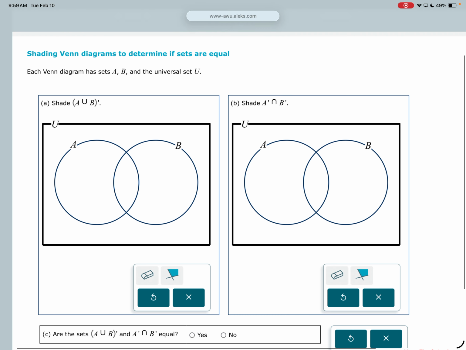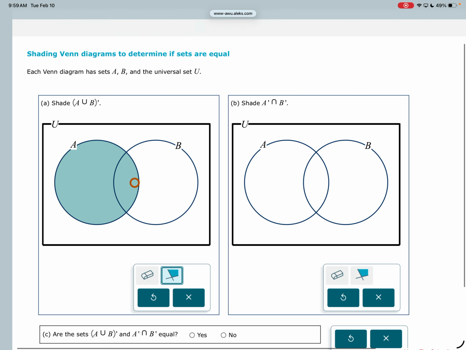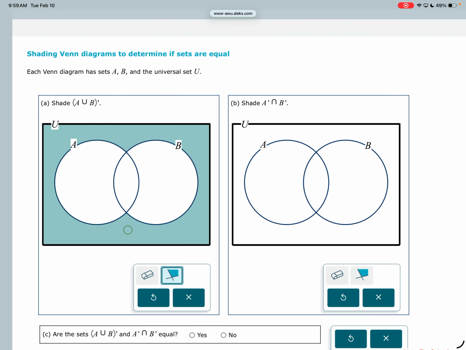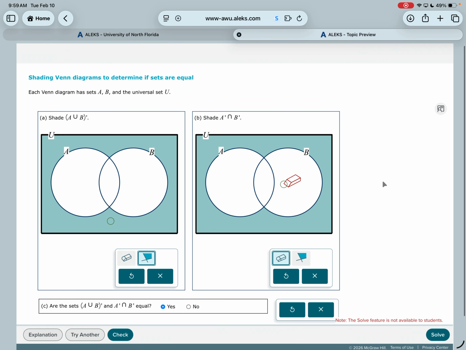Do one more real quick. So this one, A union B, would look like this, but then I want the not of that, so I'm going to shade everything besides the middle. On this one, A naught looks like this. B naught would be everything outside. So what do they share? B naught would be everything outside of B, and A naught is this right here. So what do they share? They actually share the stuff on the outside. So these two are actually equal, and the answer would be yes to this one. They are exactly the same when you shade them.